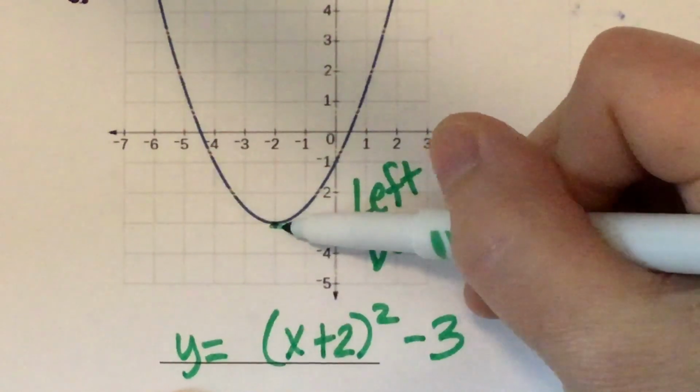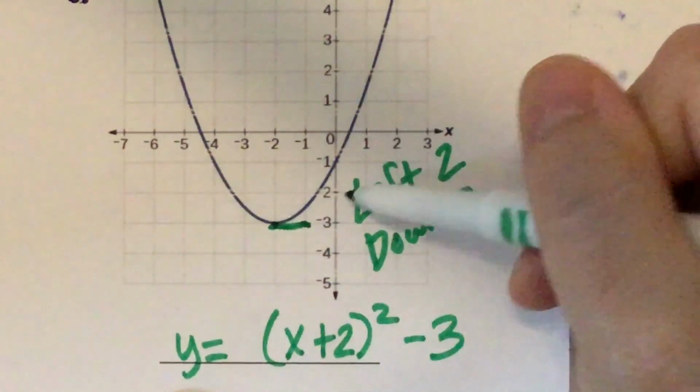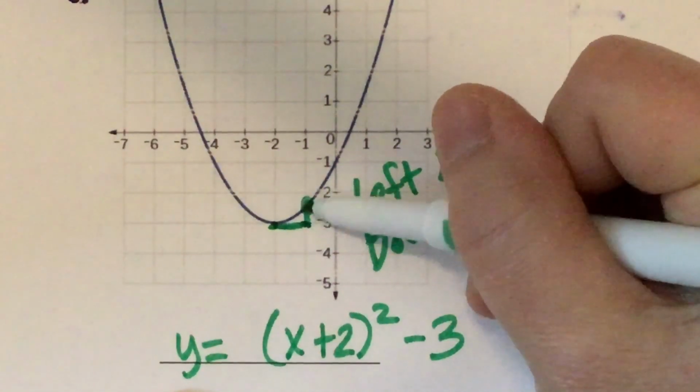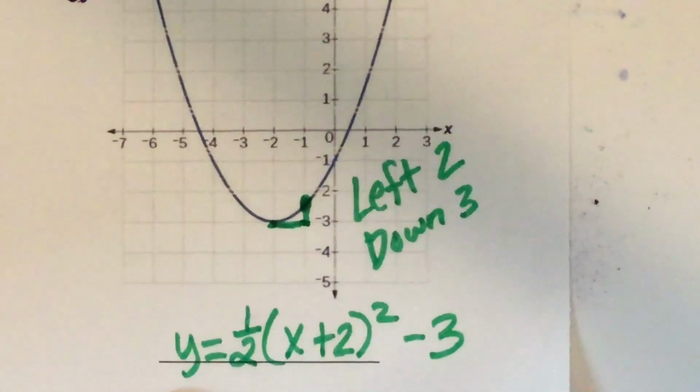Okay, and now let's figure out our A. So after I go right 1, what does it take to hit the graph? It takes going up 1/2. I only had to go up 1/2 to hit the graph. So my A is a 1/2.